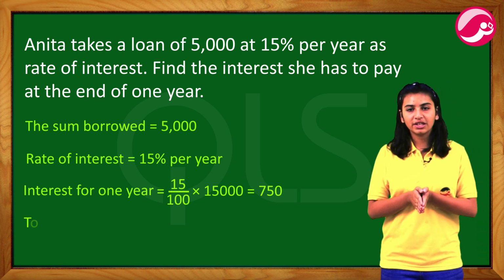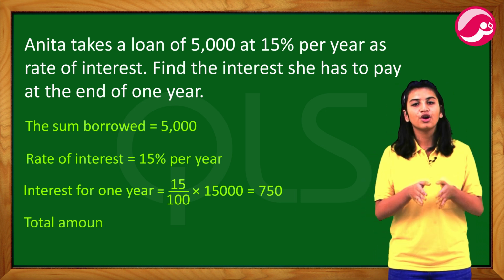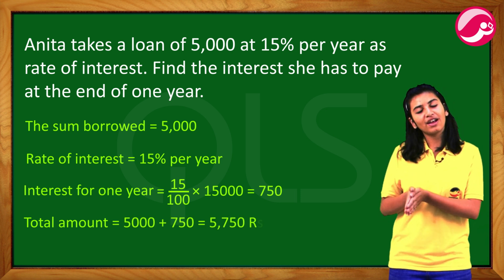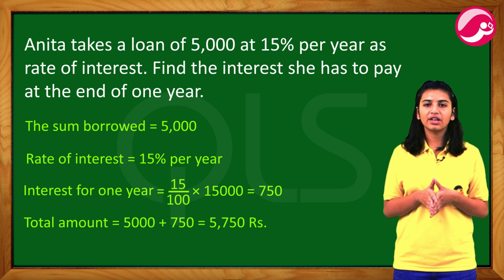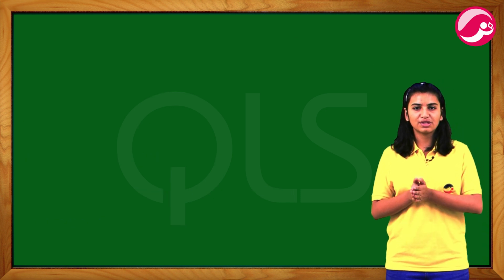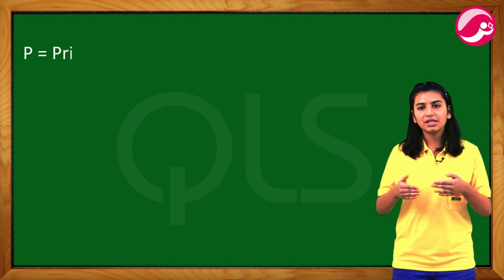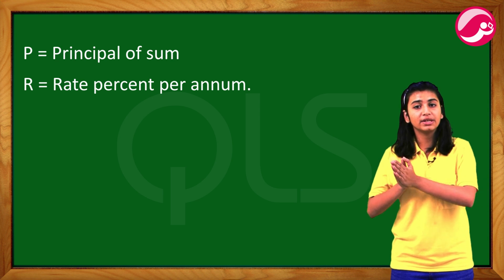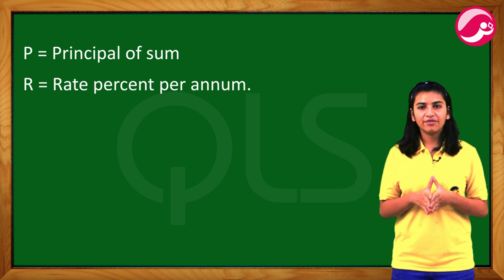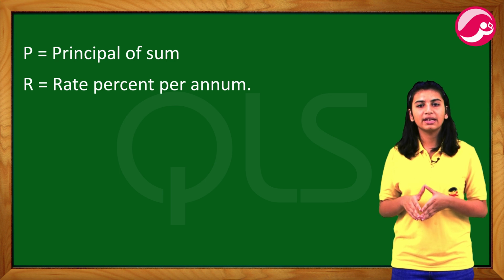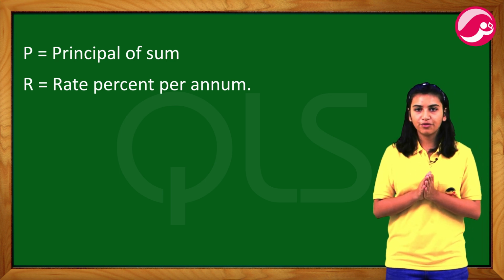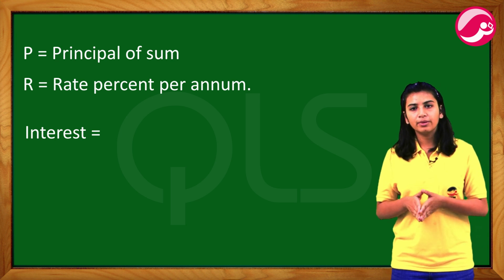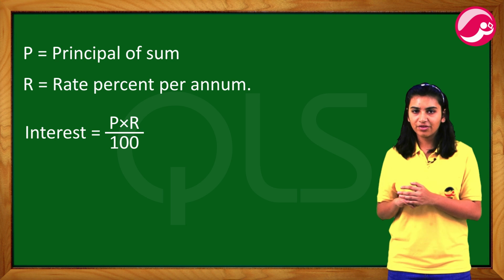So, at the end of the year, she has to give an amount of rupees 5,000 plus 750, which will be equal to rupees 5,750. We can write a general relation to find interest for 1 year. Take P as the principal sum. R is the rate as percent per annum. Now, on every 100 borrowed, the interest paid is R. Therefore, on P borrowed, the interest paid for 1 year would be P into R upon 100.